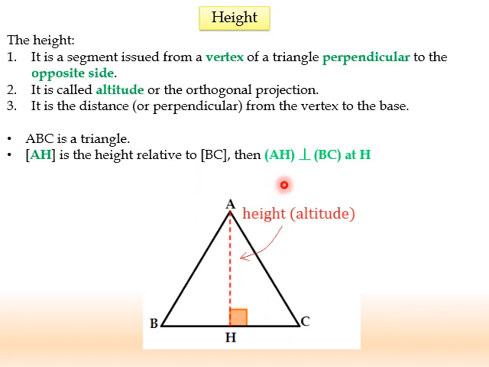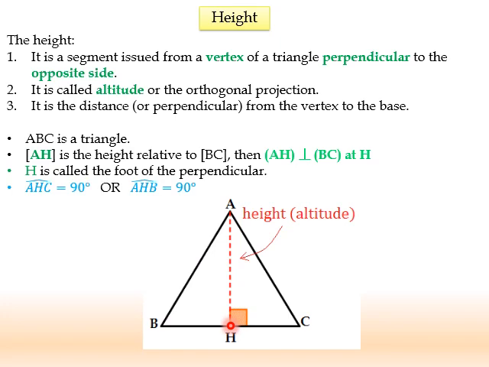Then AH here is perpendicular to BC at which point? At point H. So H is called the foot of the perpendicular. Now, perpendicular means making a right angle. So angle AHC equals angle AHB equals 90 degrees, since perpendicular lines form a right angle. Don't forget, the point of intersection is called the foot of the perpendicular.